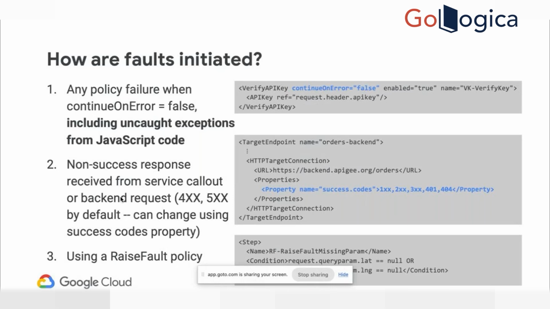First, policy failure. Second, in the target, when you get a non-success response code. So the target is giving you 4xx or 5xx. 1xx anyway doesn't come, and 2xx and 3xx are treated as success scenarios by APG by default. 200s and 300s are success scenarios.